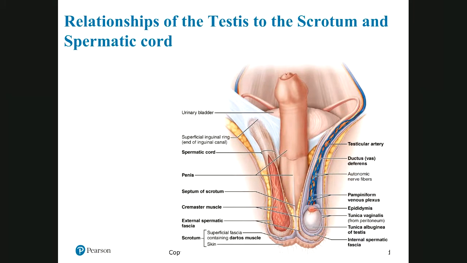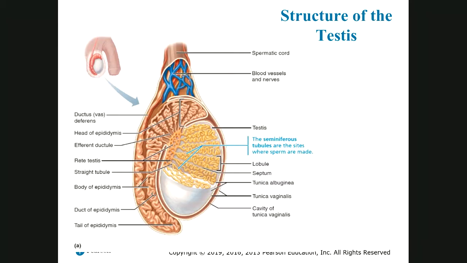Each testis is surrounded by two tunics. We have the tunica vaginalis, the outer layer that is derived from the peritoneum. And we have the tunica albuginea, the inner layer that forms a fibrous capsule. You can see it here in this slide, very good.